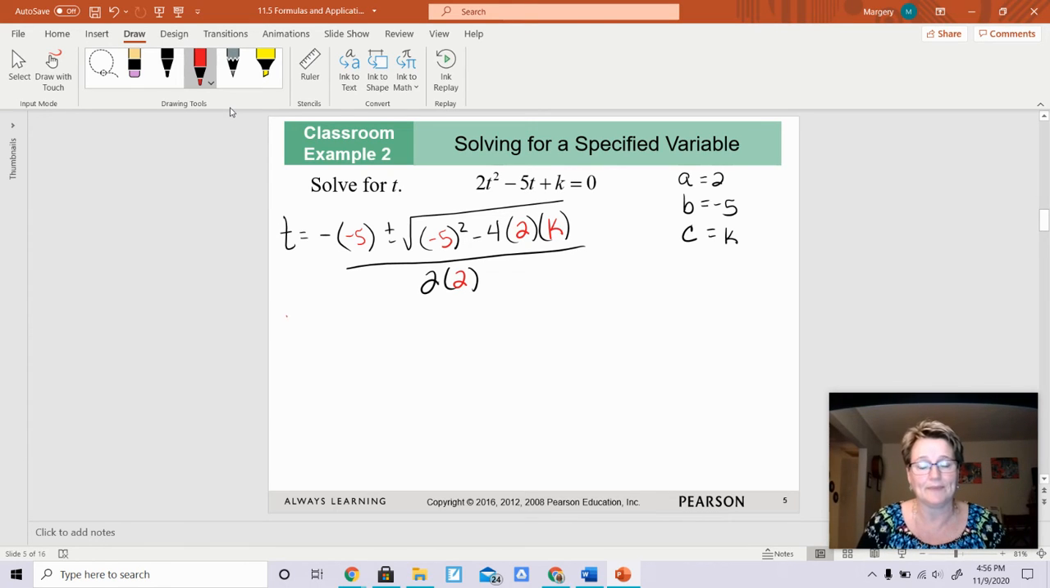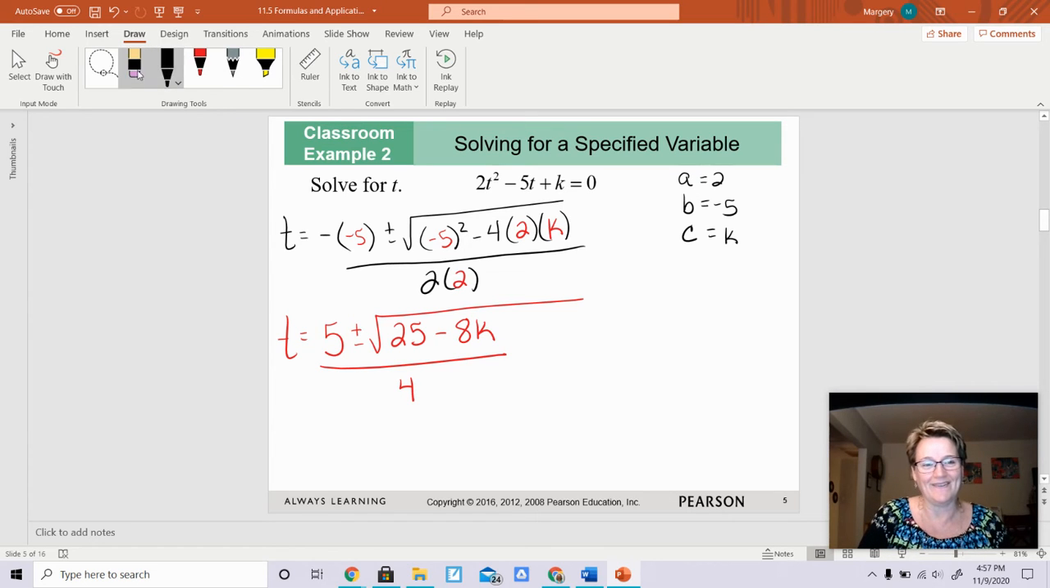No big deal. So t is equal to a negative times a negative is a positive 5, plus or minus the square root. Negative 5 squared is 25. Negative 4 times 2 times k is a negative 8k, all over 4. And there you go.